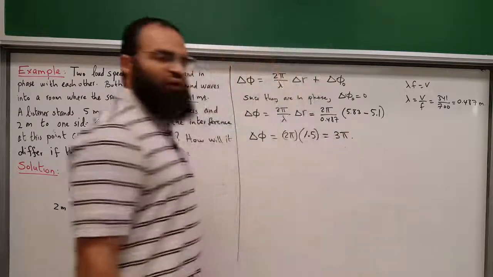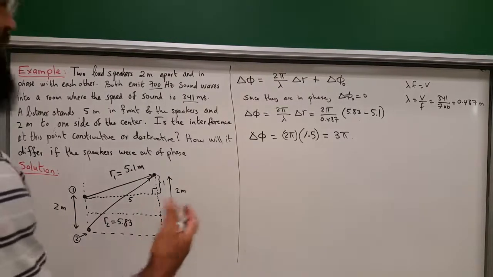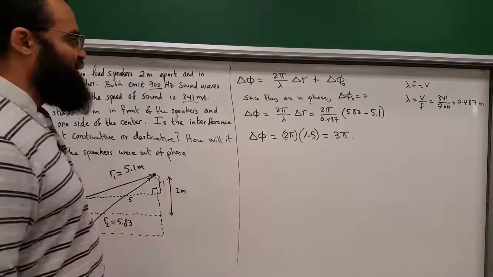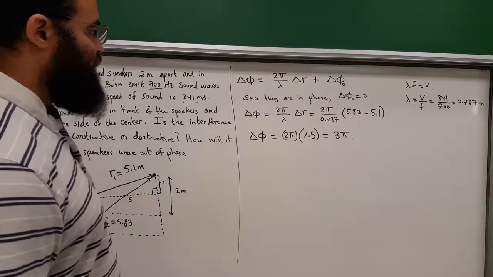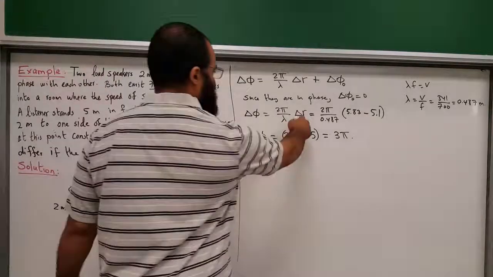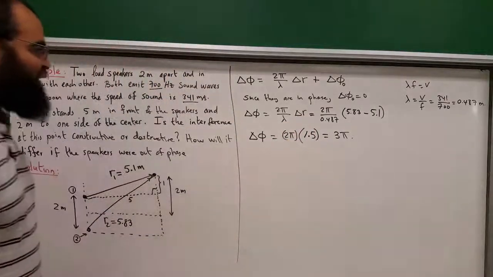So is this constructive or destructive interference? The answer is it is destructive interference because it's not 2 pi, it's actually 3 pi, which will be destructive interference. They differ by half a wavelength. One of them traveled more than the other, basically by a wavelength plus a half. How do I know it's a wavelength and a half? Well, delta r divided by lambda is 1.5, so delta r is 1.5 times lambda.